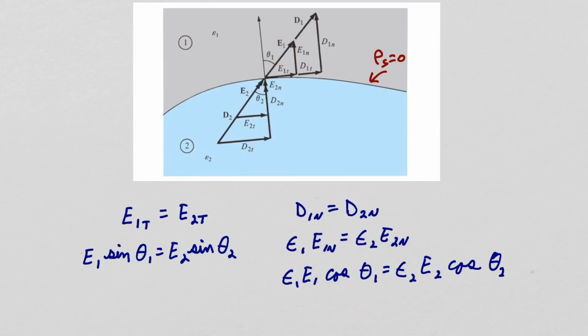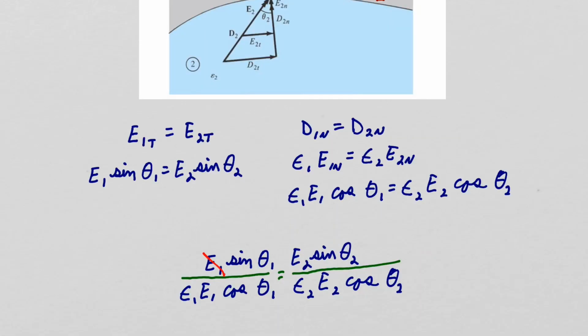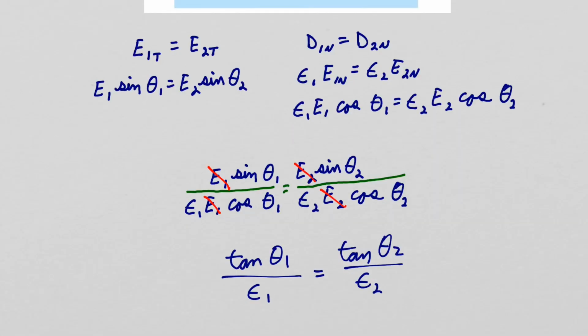Now let's divide this equation by this equation. So the electric field intensities cancel. Sine over the cosine is the tangent, and we obtain the law of refraction for the electric field intensity across the boundary between two dielectrics.